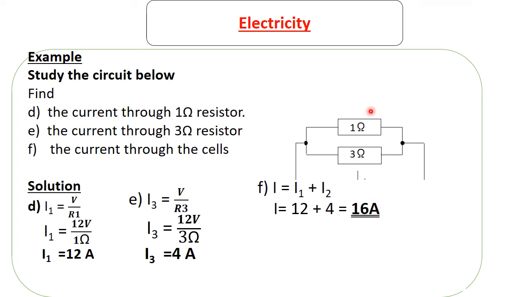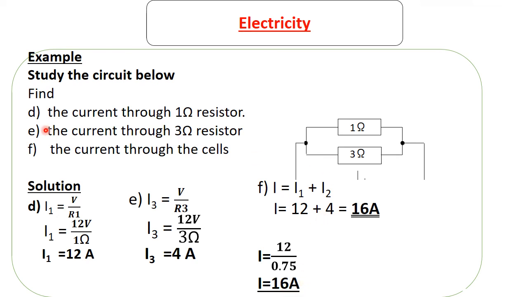Alternatively, you can use the total resistance you had gotten and the total voltage. Total voltage divided by total resistance will give you the total current that passes through the circuit. So total current is equal to 12 volts divided by 0.75, which still gives you 16 amps.